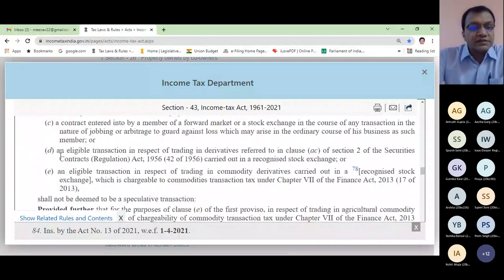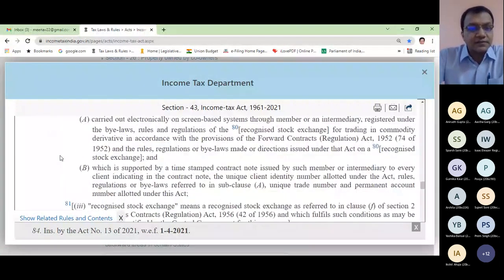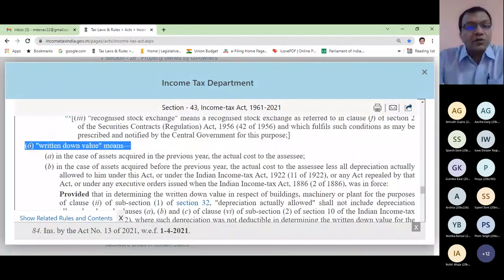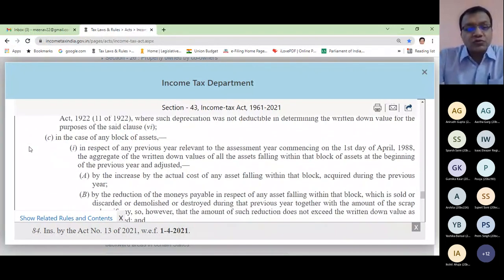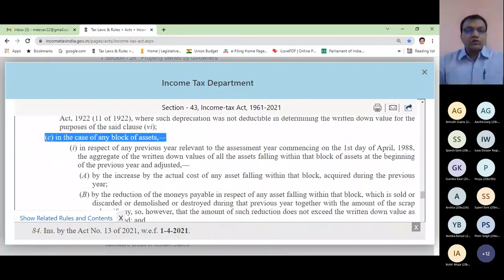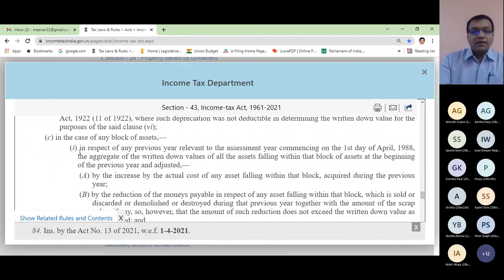Go directly to subsection 6. This is my subsection 6. Written down value means, and it is written in clause C. Directly come to clause C. This is clause C. In the case of any block of assets, within this clause I have subclause 1. This is item A, so subclause 1.